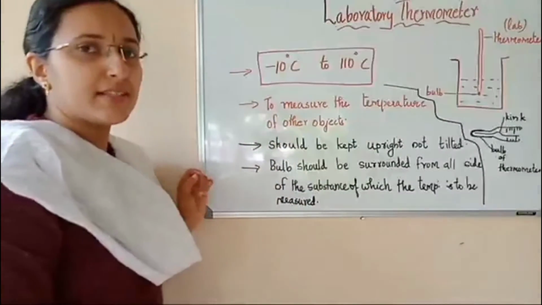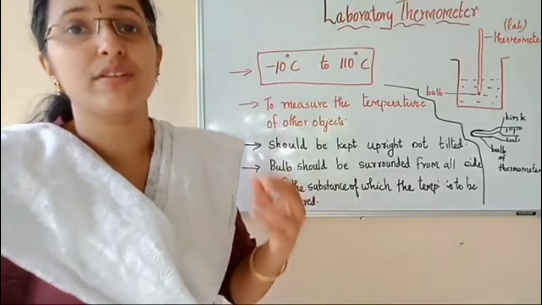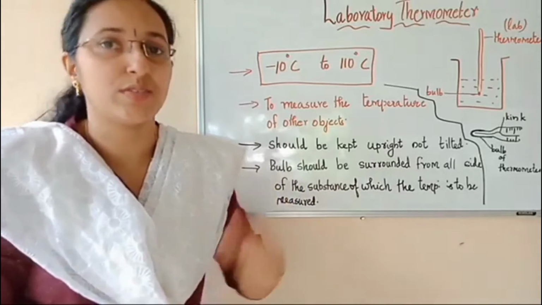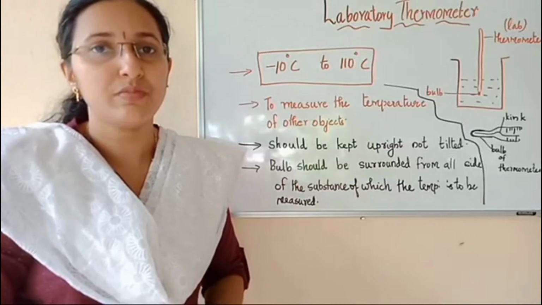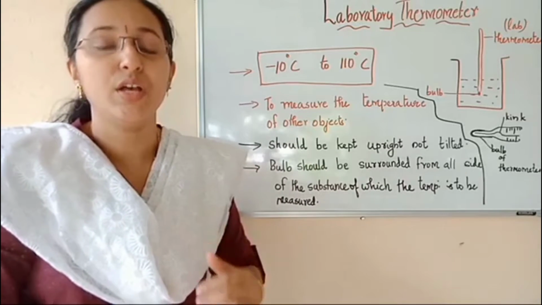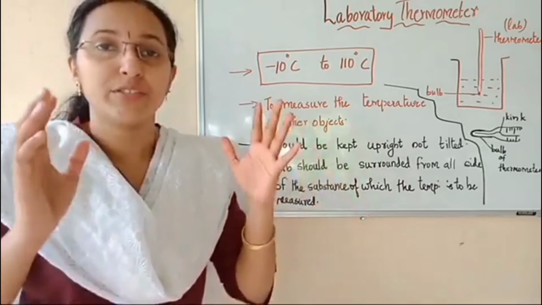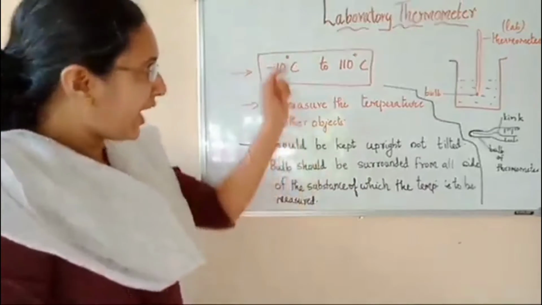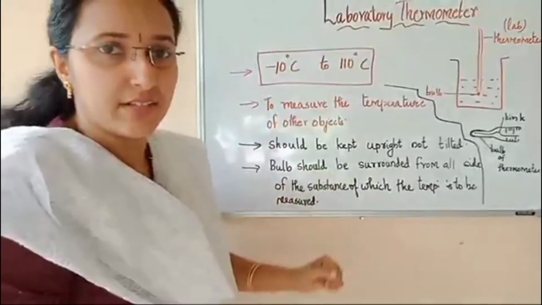Minus 10 degrees Celsius, because there will be substances having a temperature less than 10 degrees Celsius or 0 degrees Celsius, a very low temperature. So in order to measure the temperature of such substances, we have to use a laboratory thermometer, and it goes up to 110 degrees Celsius.